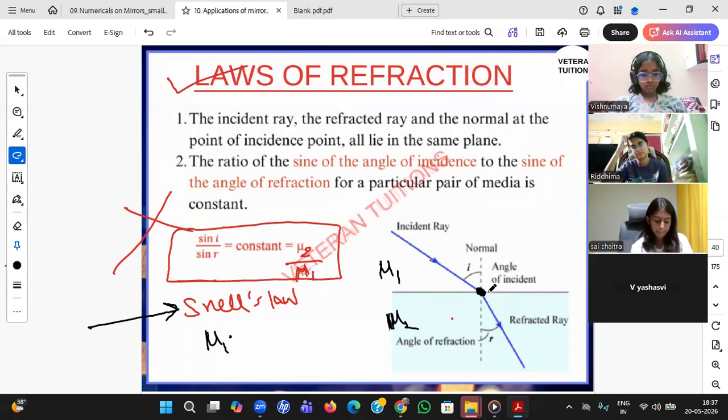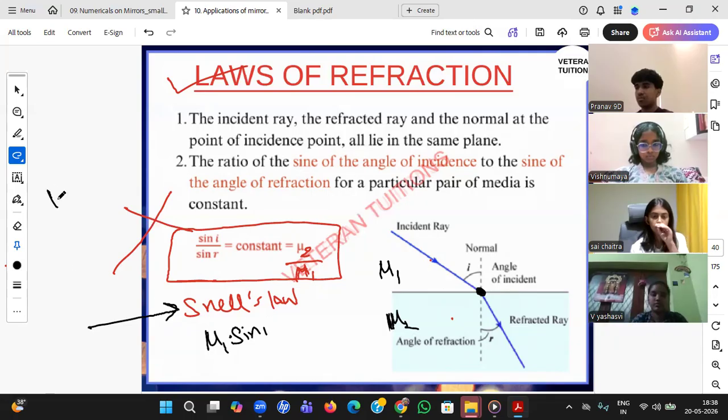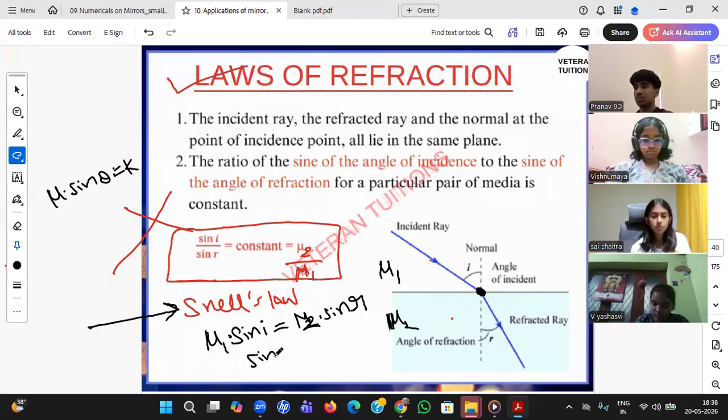Riddhima, mu1 into sine is equal to constant. Okay, right answer. Mu into sine theta equal to constant. Light is coming from mu1 into sine of what angle? I. Light is going to mu2, and what is the angle? R. Mu1 into sin I equal to mu2 into sin R. Now you can say sin I by sin R equal to mu2 by mu1. This is how the formula comes. So please try to recall the things.